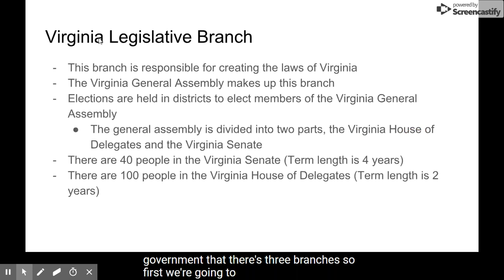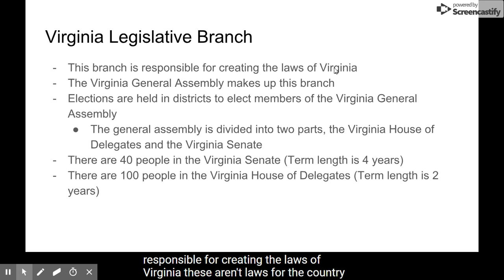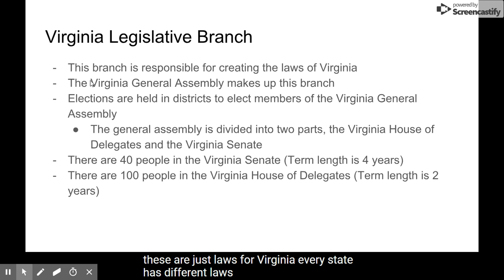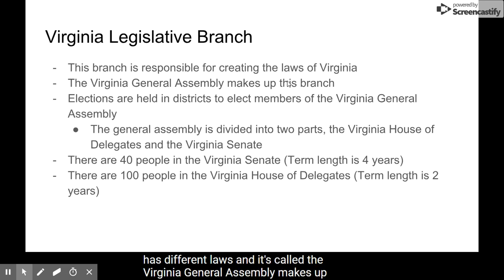So first we're going to learn about the Virginia legislative branch. And this branch is responsible for creating the laws of Virginia. These aren't laws for the country. These are just laws for Virginia. Every state has different laws. And the Virginia General Assembly makes up this branch.